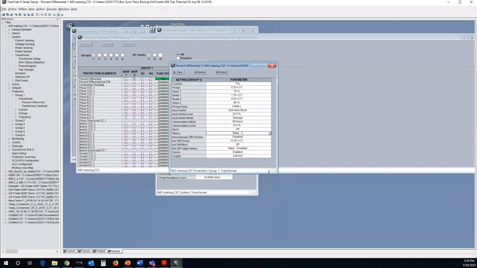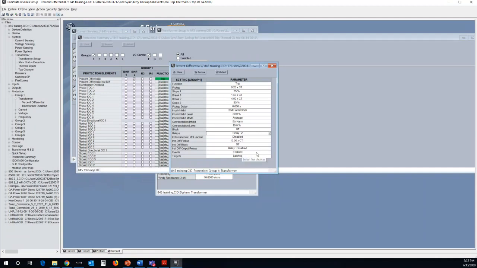There's also an instantaneous differential function. Now, the instantaneous differential function is by default disabled. It is a differential that operates unrestrained. So whenever the differential gets above that quantity, it operates, even if it's second harmonic content. I am not a big fan of an unrestrained differential. So I prefer to leave that disabled. It is not faster than the traditional element.